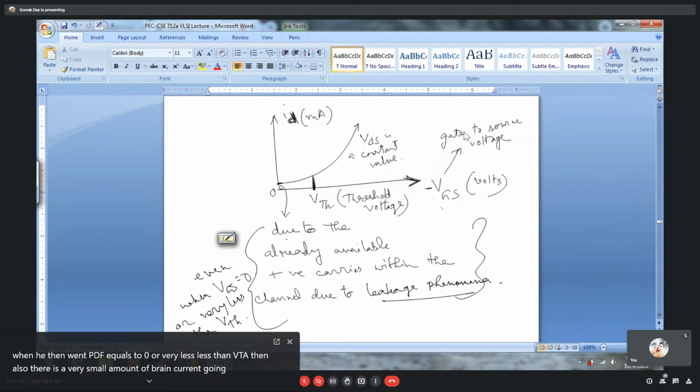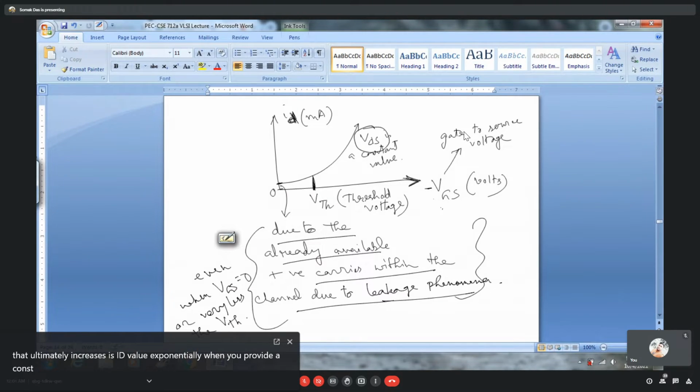And this small amount of drain current is due to the already available positive charge carriers within the channel due to leakage phenomena. Now, you increase the value of VGS, the electric field intensity will increase, and thereby a higher density of positive charge carriers starts accumulating within the channel. And that ultimately increases its ID value exponentially when you provide a constant VDS, drain to source potential.